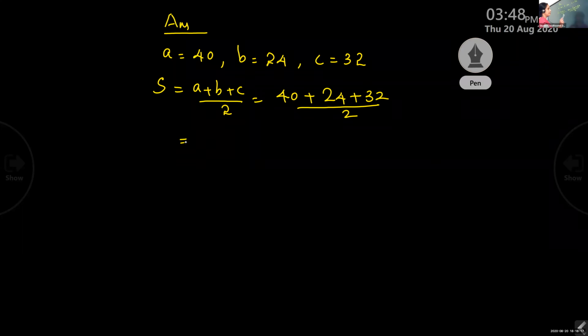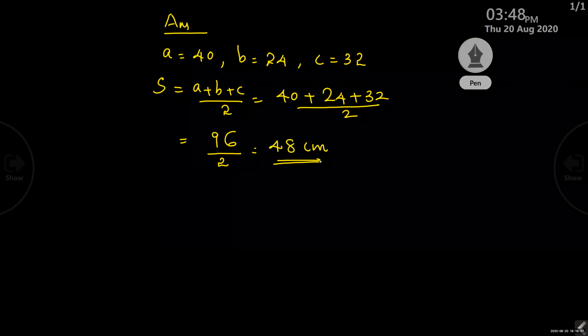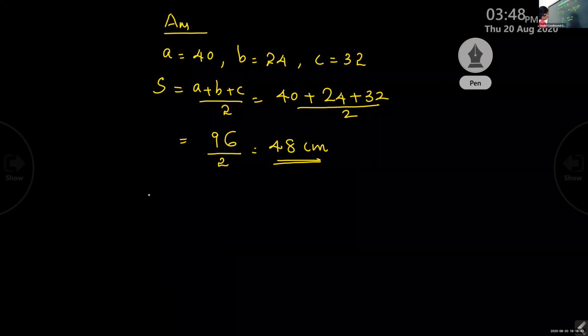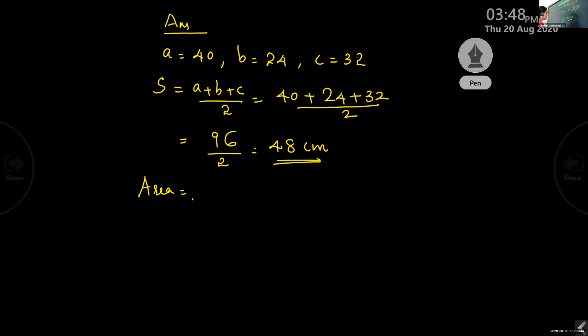and it is 96 by 2 equal to 48. Did you get the answer s like this? Yes, ma'am. Okay. Now area equal to root of s into s minus a into s minus b into s minus c.